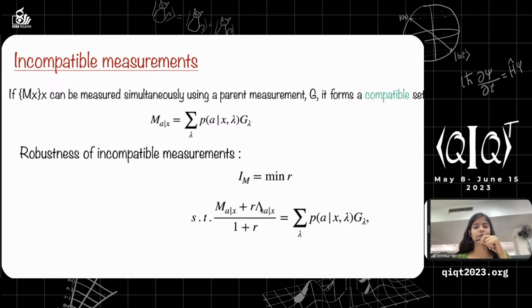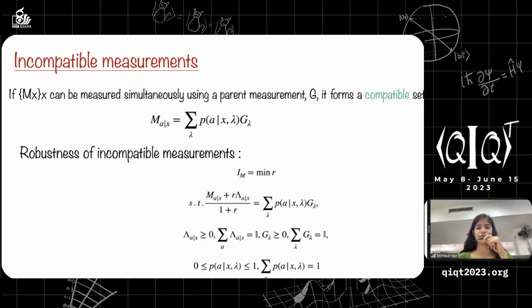And by amount of noise, I mean this R. So the robustness of incompatibility is the minimum value of R such that this thing becomes compatible, that is, can be written in terms of some parent measurement G. This minimization is taken over all possible R, lambda, G, and probability distributions. And as I said, by noise, I mean another set of measurements. So these lambdas will satisfy some trivial conditions: they are positive, they sum up to identity, and so on.